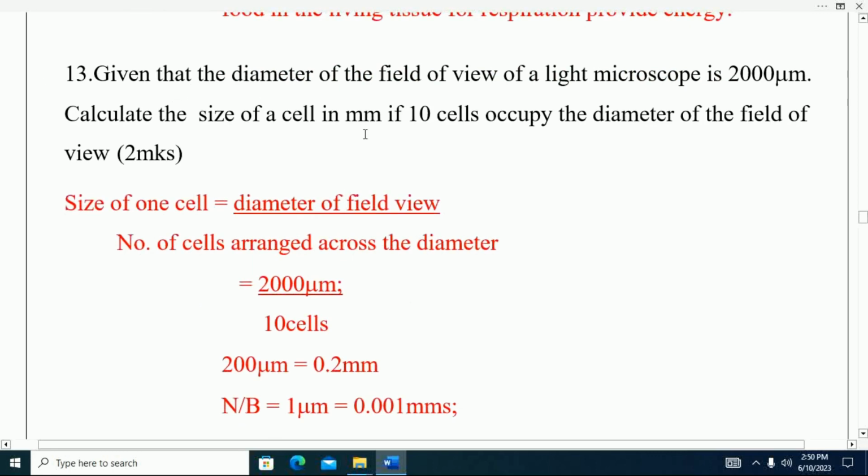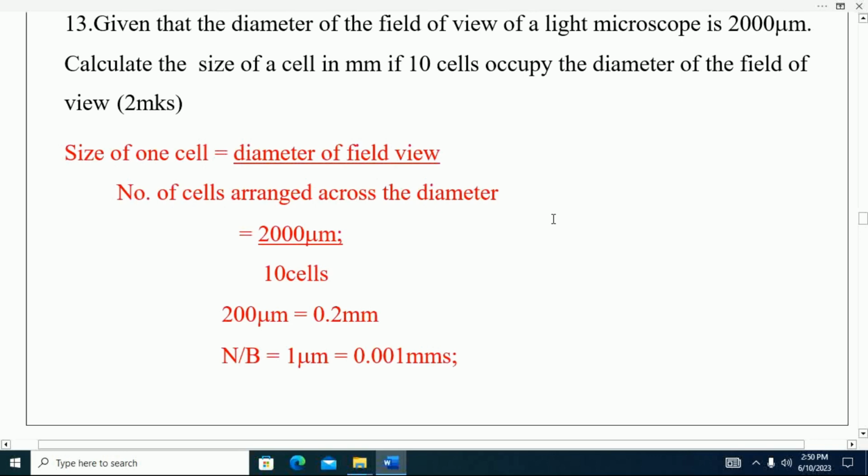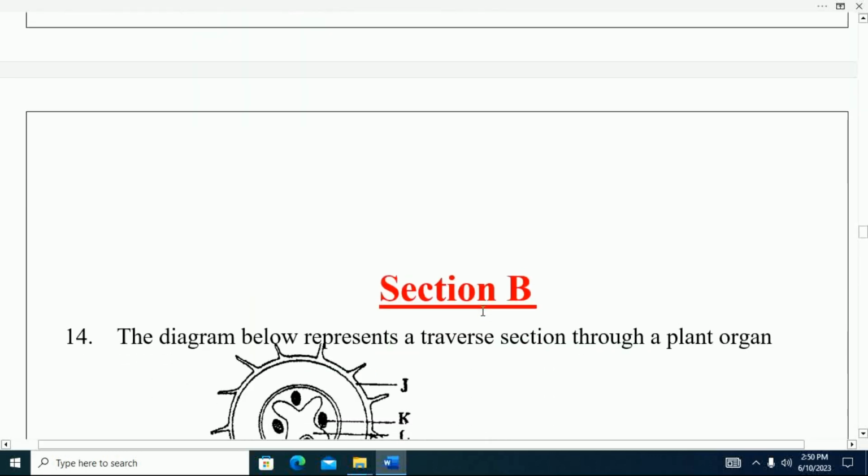Let's go to question number 13. Given that the diameter of the field of view of a light microscope is 2000, calculate the size of a cell in micrometers if 10 cells occupy the diameter of the field of view. So how do you calculate this one? Size of one cell is equal to the diameter of the field of view over the number of cells arranged across the diameter. You do the very simple calculations, and then you get the answer.